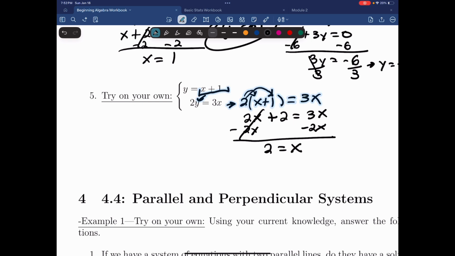And now our last step, we're going to plug in x into either of these equations and solve for y. I'm going to plug it into the top equation because it's already set equal to y, so all we have to do is plug it in and evaluate. So we get y equals x, which is 2, plus 1. So y equals 3. So our solution to the system is 2, 3.